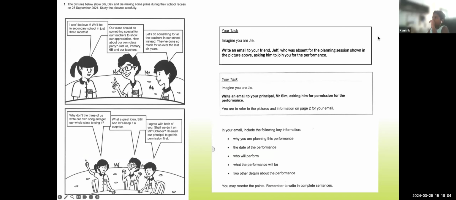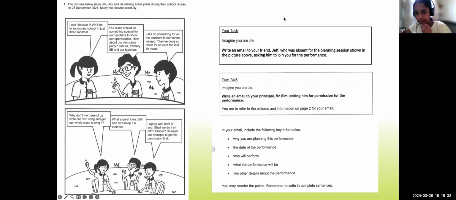The email on top is to write an email to your friend Jeff, and the email below is to write an email to your principal. Okay, so one difference is that the person you are writing to is different. One is to Jeff, your friend, and the other is to the principal, Mr. Sim. Good. Any other differences besides the audience? Dia? Yeah. The content you're writing about is different.